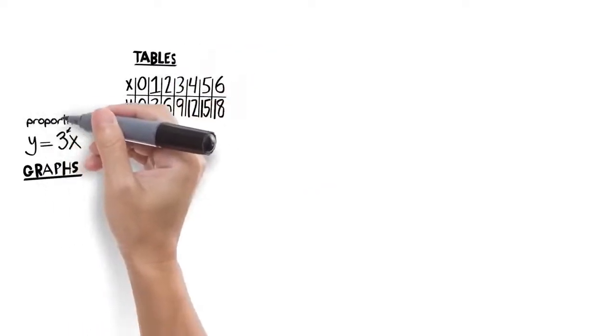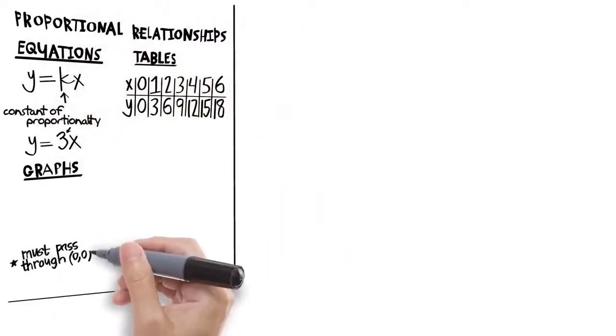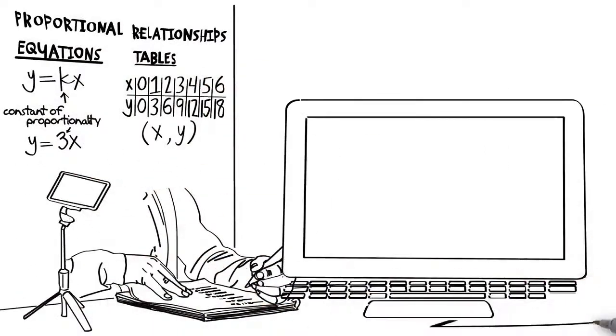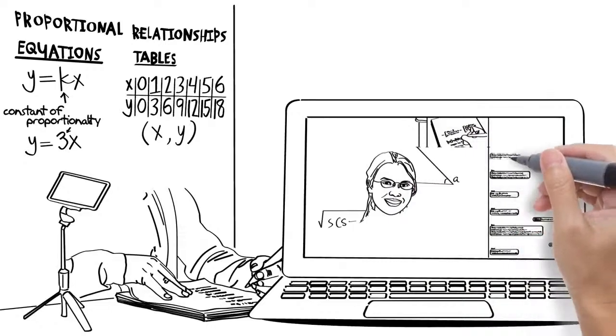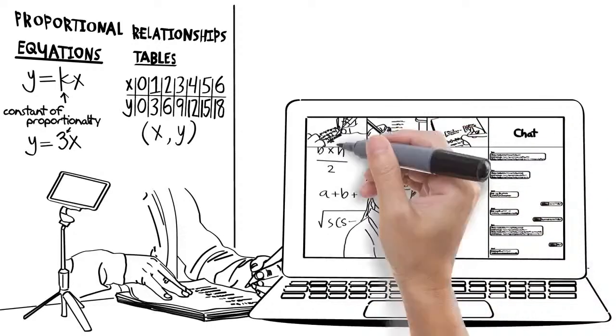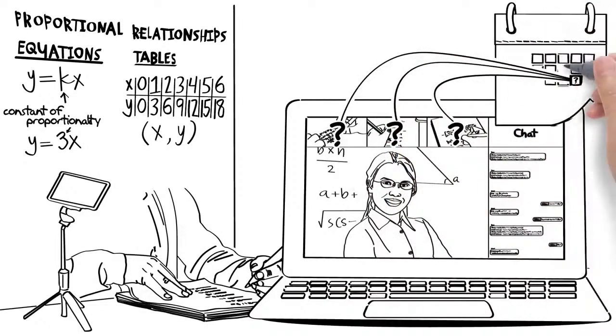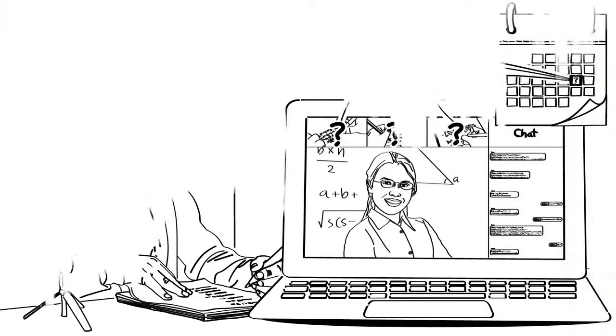Next is math, and the class reviews some proportional relationship problems from the previous day. Mrs. Chen watches them work while giving individual feedback using Zoom chat. At the end of class, everyone answers a few questions, which helps Mrs. Chen tailor the next day's lesson to their understanding.